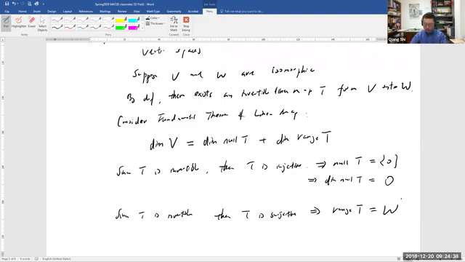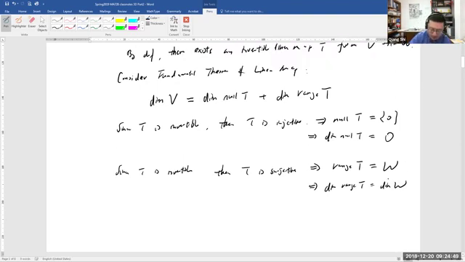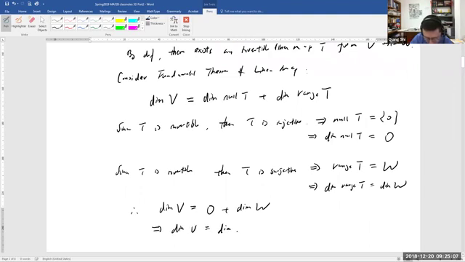So the range of T will be equal to W. This implies the dimension of the range of T is equal to the dimension of W. All right, so the fundamental theorem becomes this: dimension of V, we keep it here. Dimension of null T is 0. Dimension of the range is the dimension of W. So that tells us the dimension of V is equal to the dimension of W.